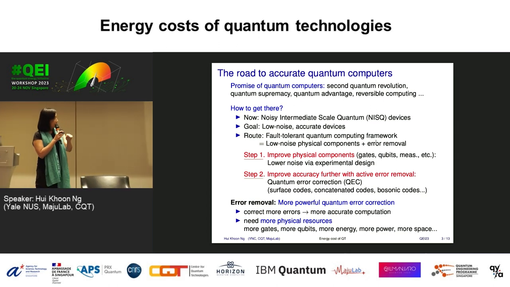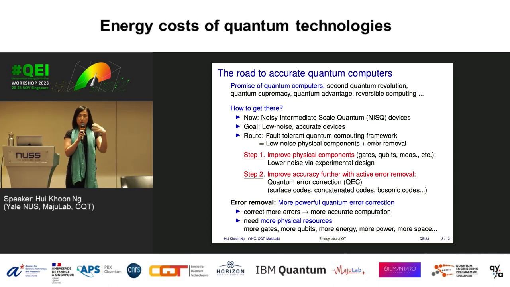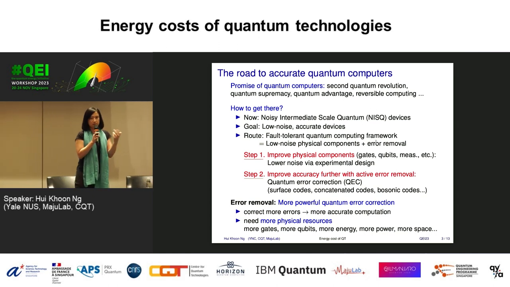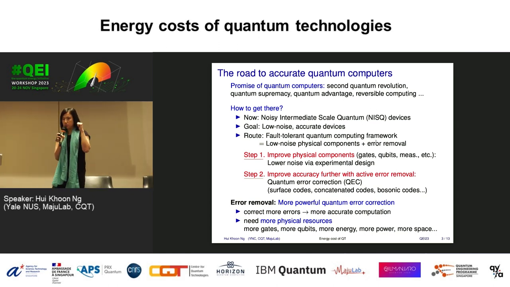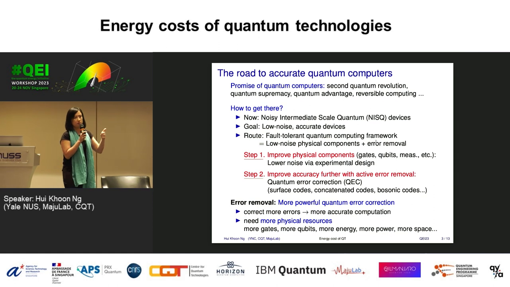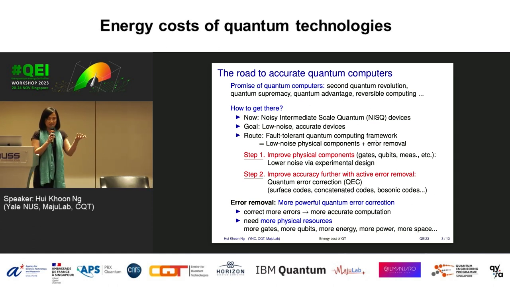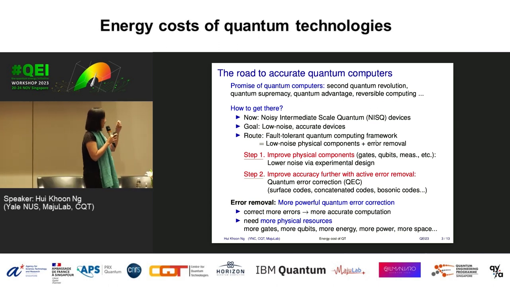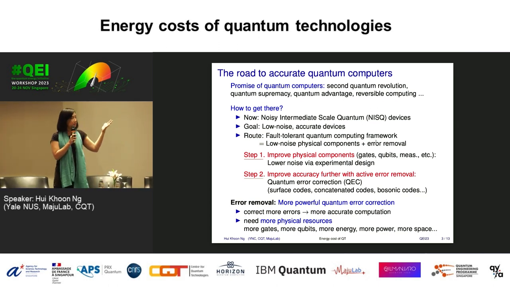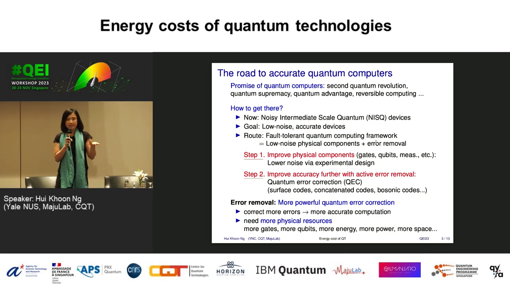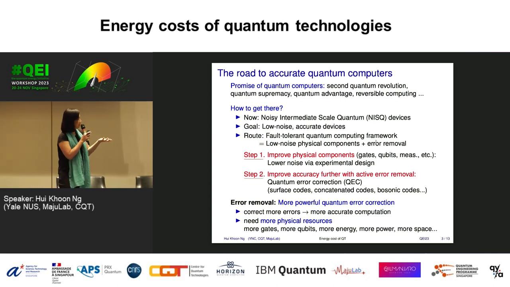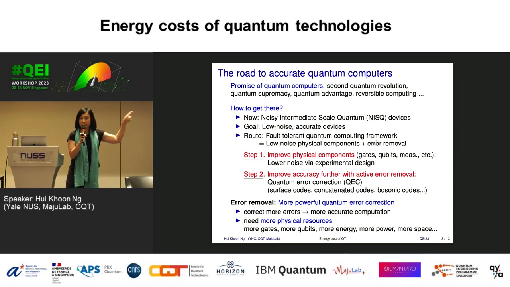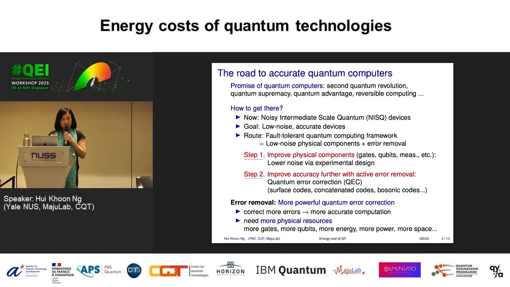The way you correct more errors is, of course, to have more and more powerful quantum error correction methods, and that requires more physical resources. You need more qubits to introduce sufficient redundancy into your quantum information carrying device. You need more gates to actively detect what the errors are and then do error correction. And all of that requires more energy, more power, probably more space, so that you have the ability to accommodate more qubits.